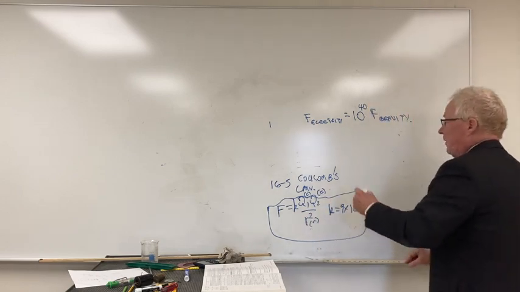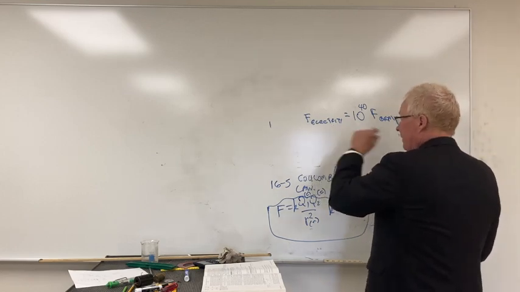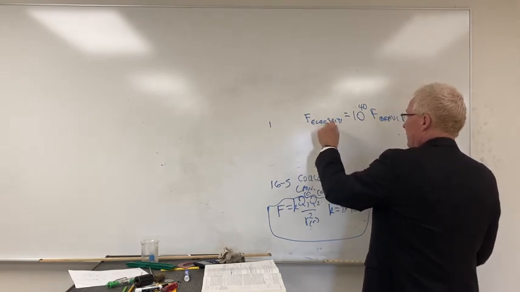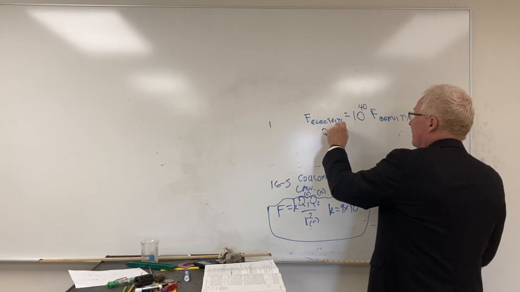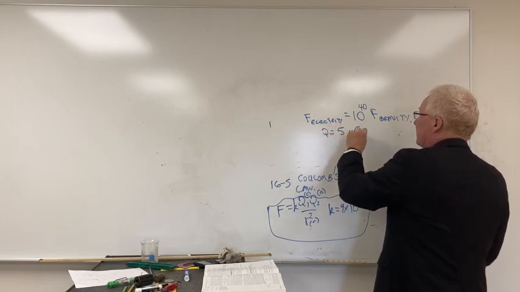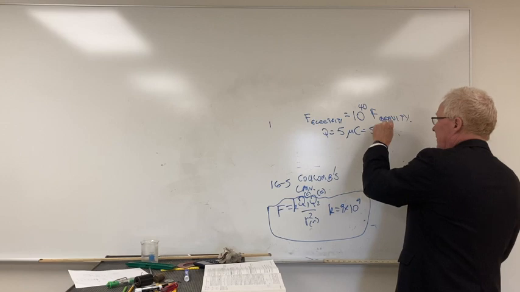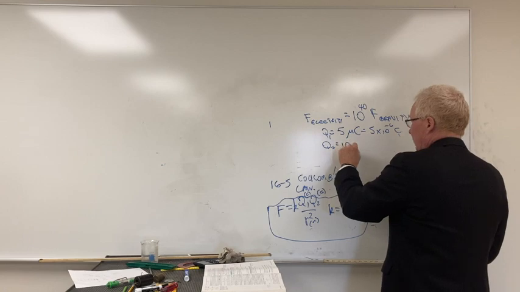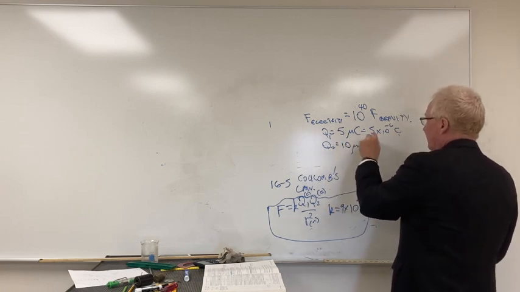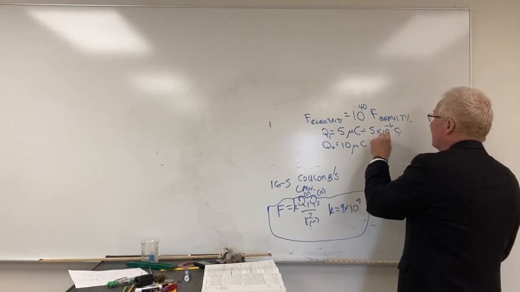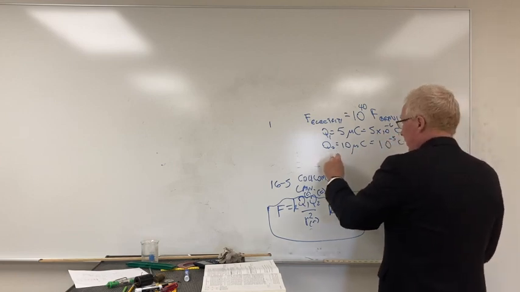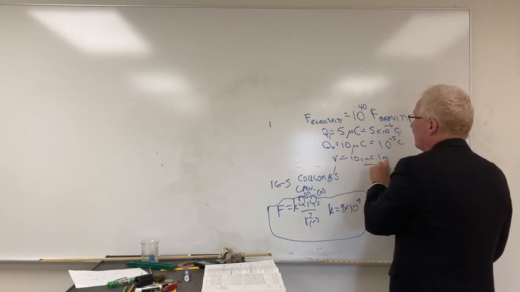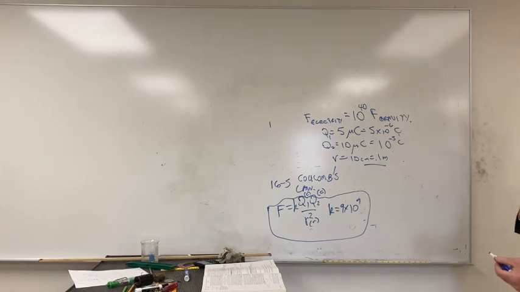So let's do an example of a force between two charges. Q1 is, say, 5 microcoulombs, which would be 5 times 10 to the minus 6th coulombs. And Q2 is 10 microcoulombs, which would be 10 to the minus 5th coulombs. And say R between them is 10 centimeters, which is 0.1 meters. What would be the force between those two?